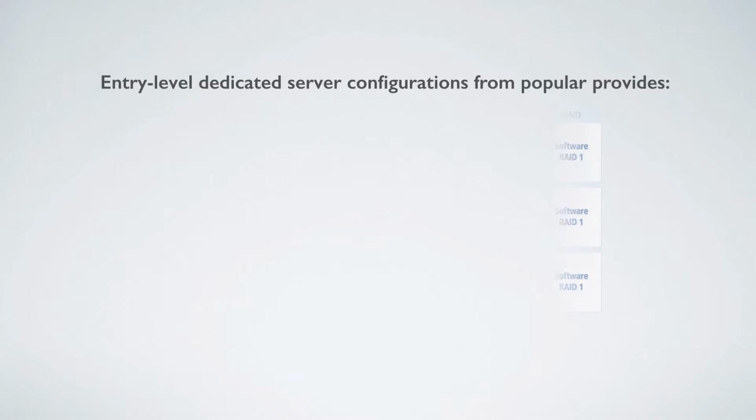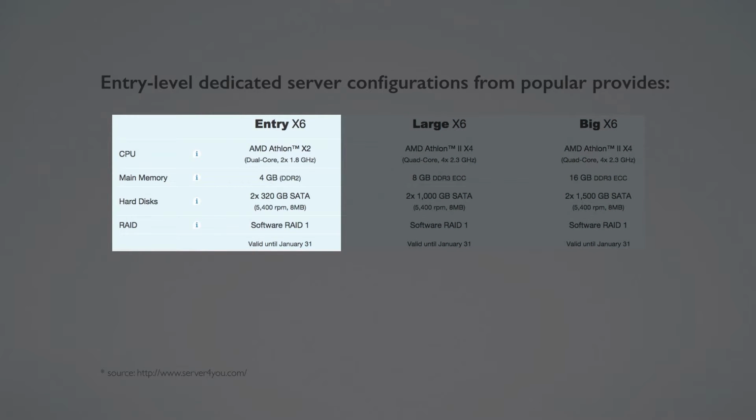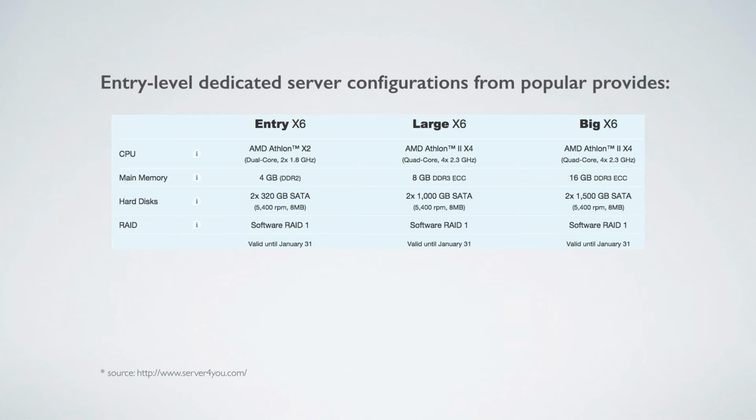And here you can see configurations by another provider. They also offer AMD processors. As you can see, the basic configuration is a dual-core AMD processor at 1.8 GHz, 4 GB of RAM, and 2 hard disk drives, each with 320 GB.